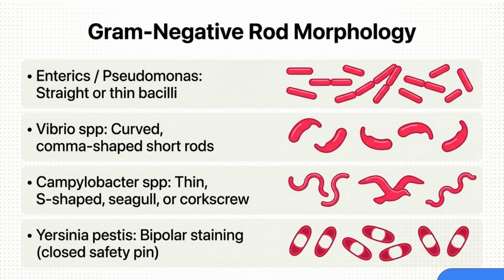Gram-negative rods also have various forms. Enterics and Pseudomonas are straight bacilli. Vibrio species are curved or comma-shaped. Campylobacter species are thin, S-shaped or corkscrew. Yersinia pestis shows bipolar staining, resembling a closed safety pin.